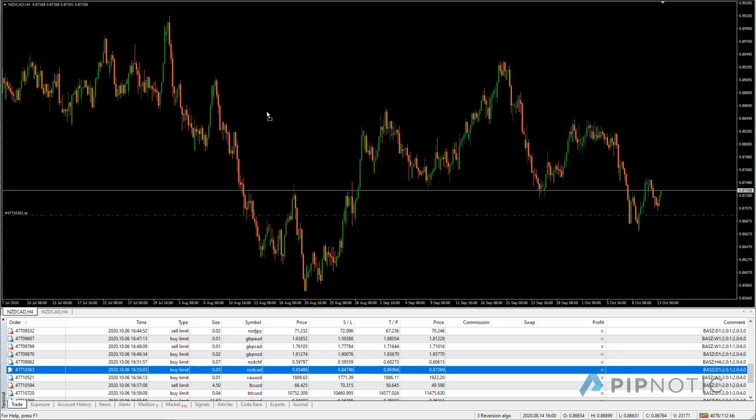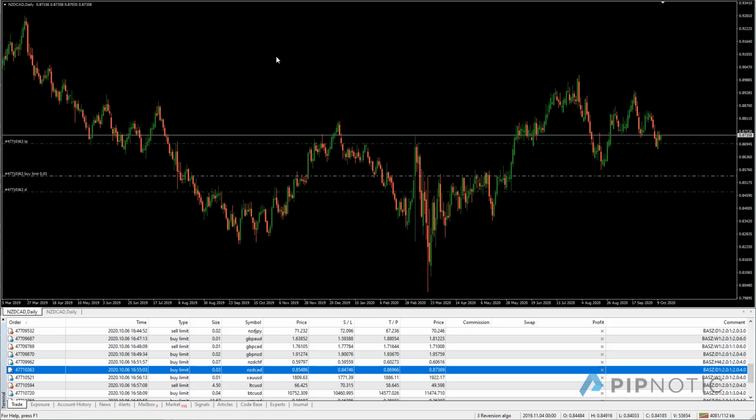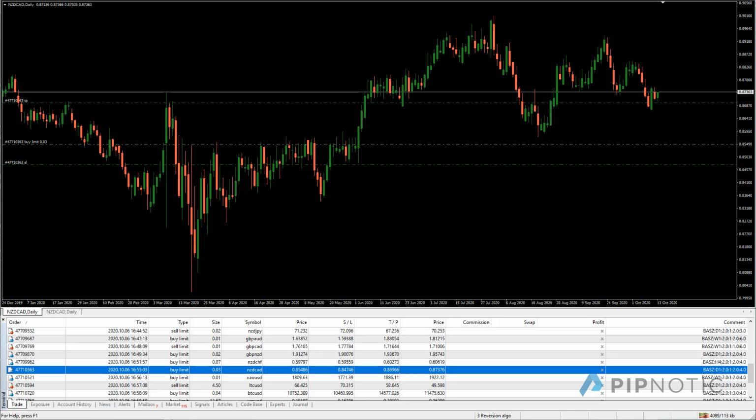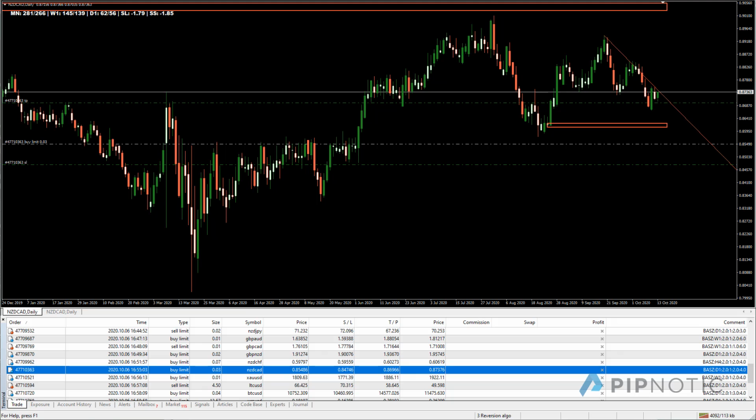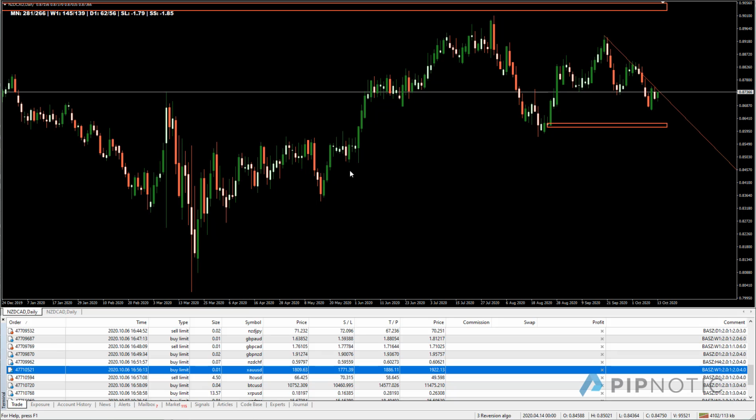Kiwi Cad. This is the daily one. Looking at this, I mean, it doesn't look very beautiful, does it? It doesn't look beautiful at all. As a matter of fact, I'm going to remove that. I don't like that at all. And the reason I don't like it is because it's a lot of messing around.